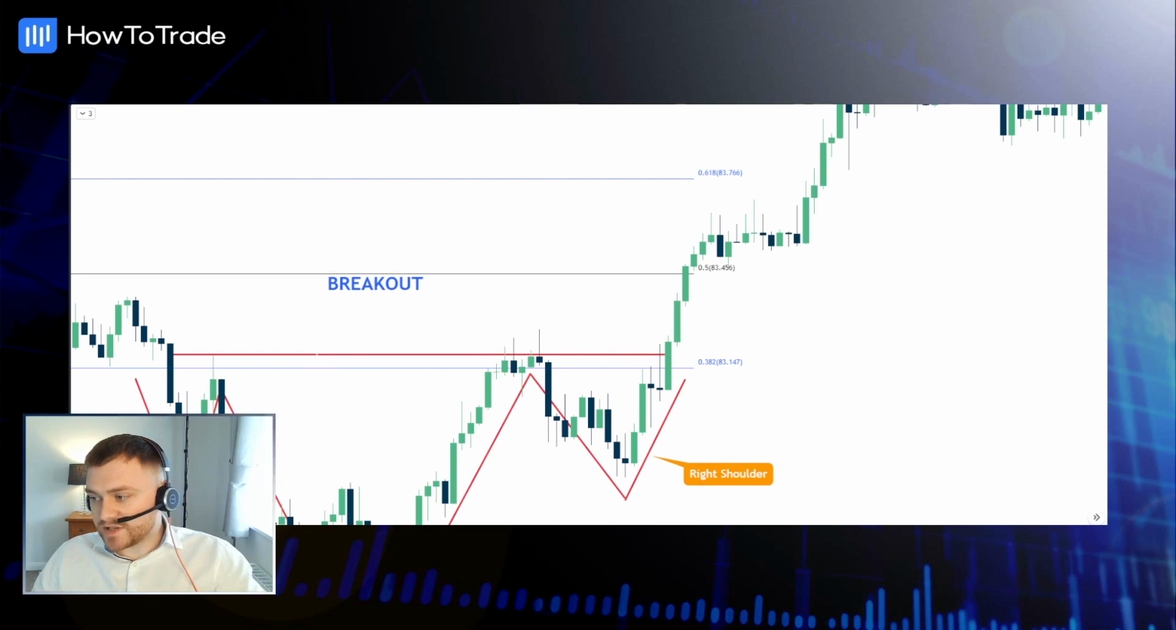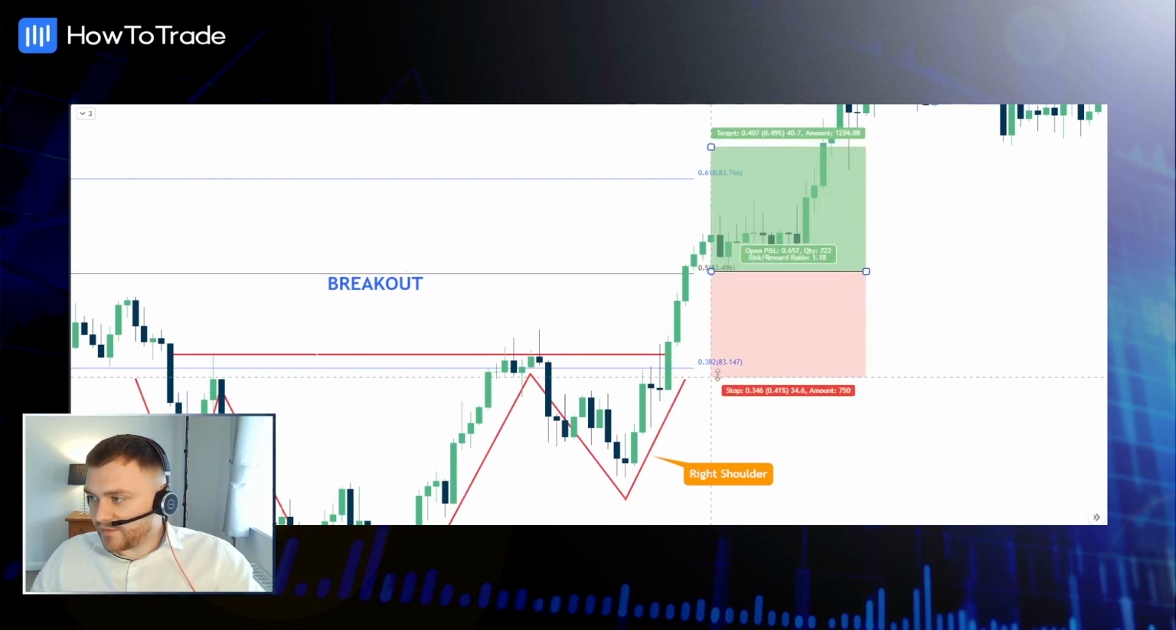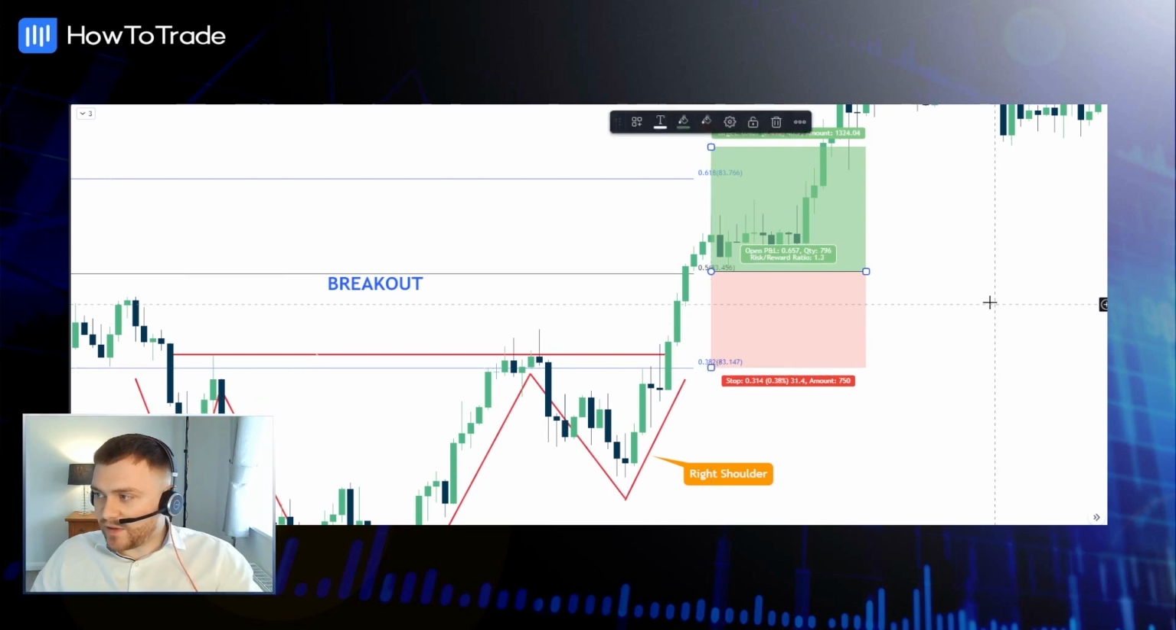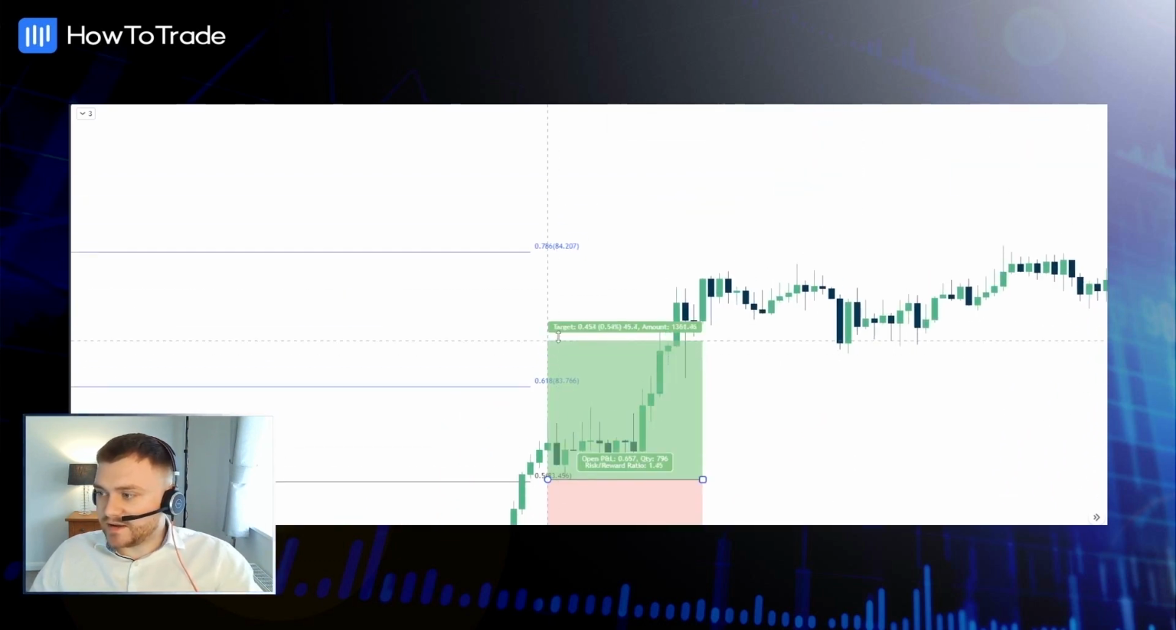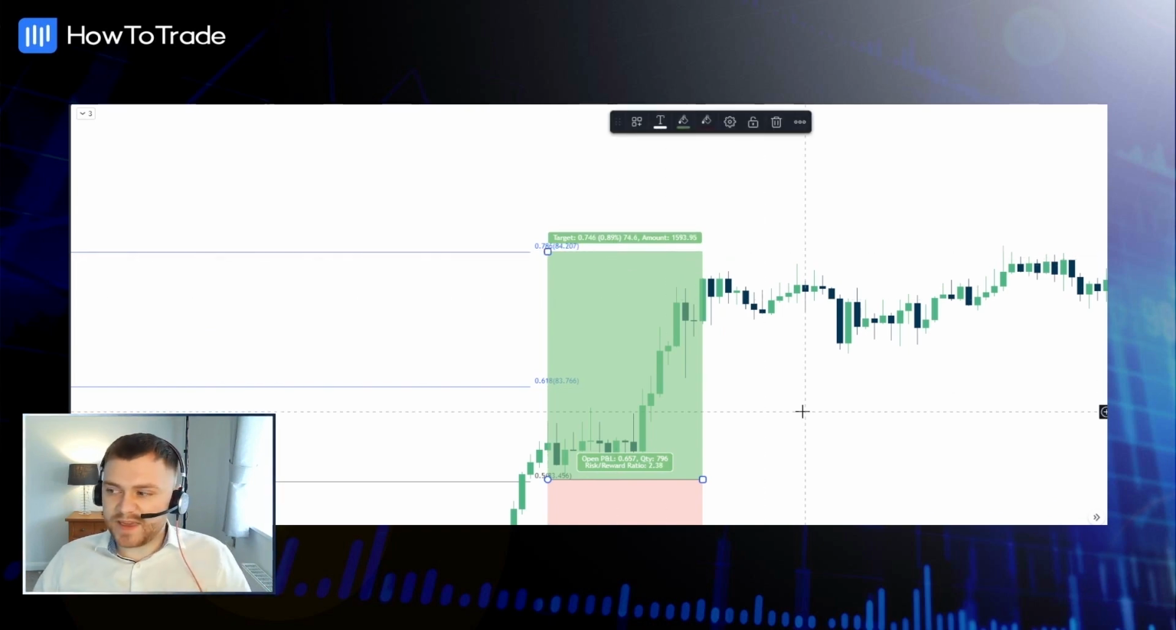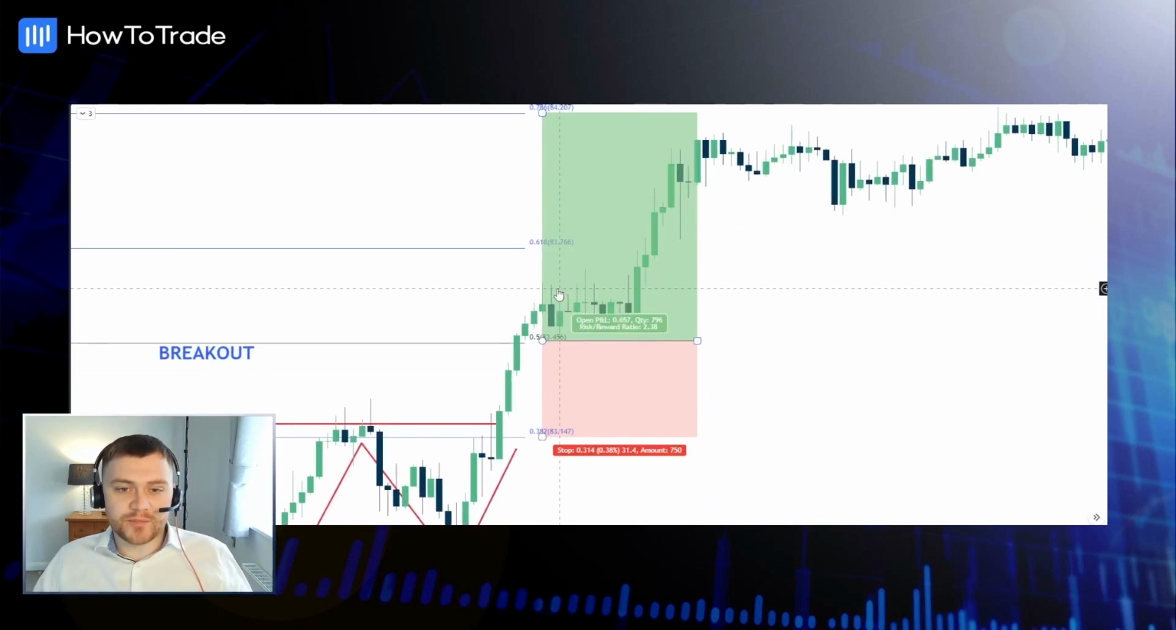So maybe if you wanted to wait for the trade, you may want to enter on the retest of that with a stop loss just sitting below that 38.2%. And again, we still went and got just over a 2.4 risk reward trade, but it gave us more confirmation after that breakout along the way.